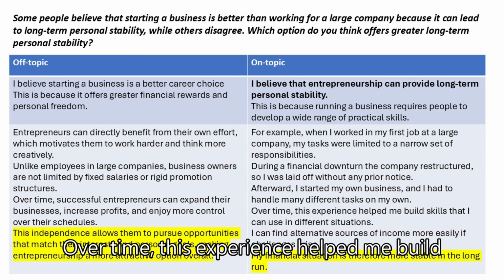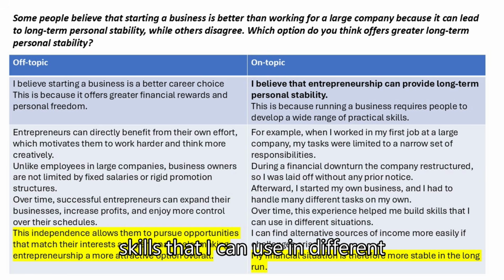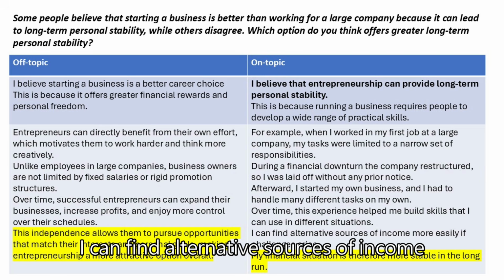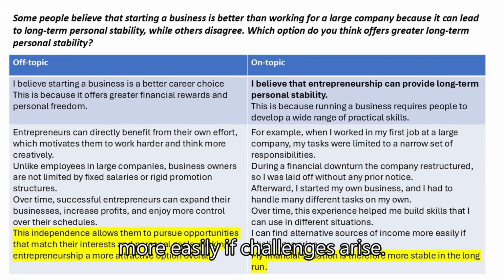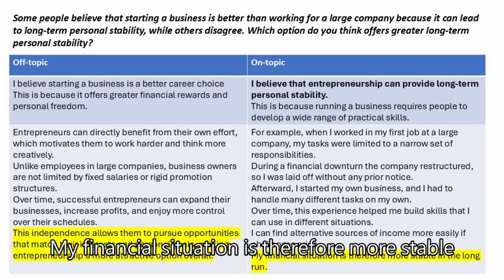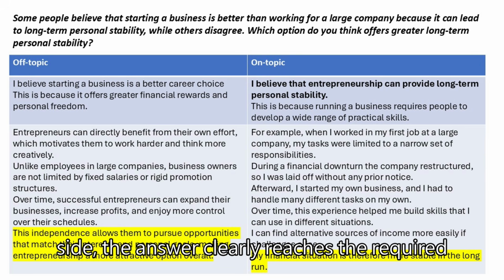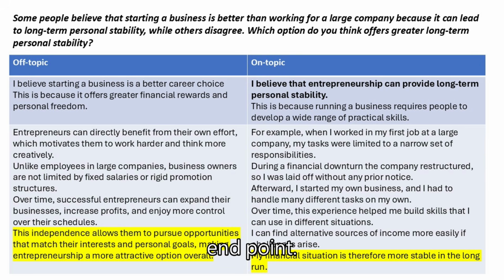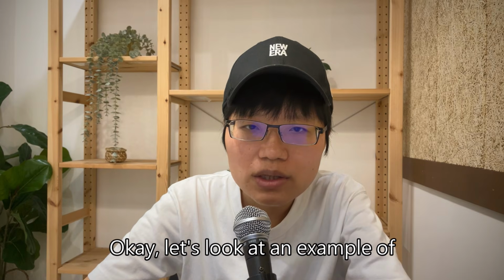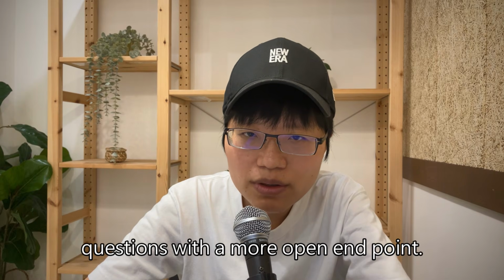Over time, this experience helped me build skills that I can use in different situations. I can find alternative sources of income more easily if challenges arise. My financial situation is therefore more stable in the long run. Okay. So when you compare it side by side, the answer clearly reaches the required endpoint, long-term personal stability. Okay, let's look at an example of questions with a more open endpoint.